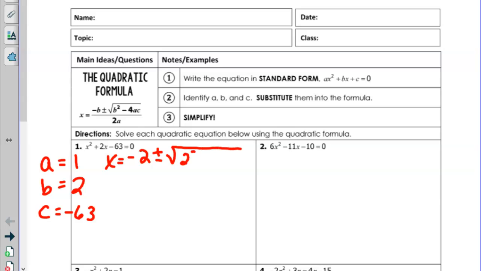B squared, so 2 squared, minus 4. Our A value is 1. Our C value is negative 63. All over 2a. So all I did is I replaced my A, B, and C with the values from that particular equation. What I want you to do is first do what's underneath the radical sign. So on your calculators do 2 squared minus 4 times 1 times negative 63, and then tell me what you get.